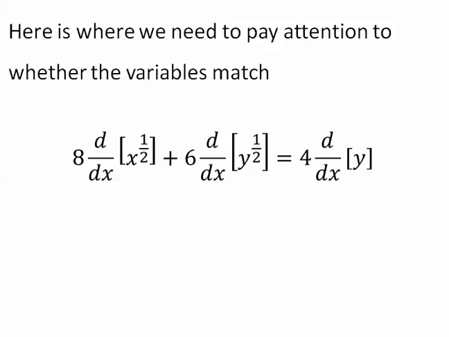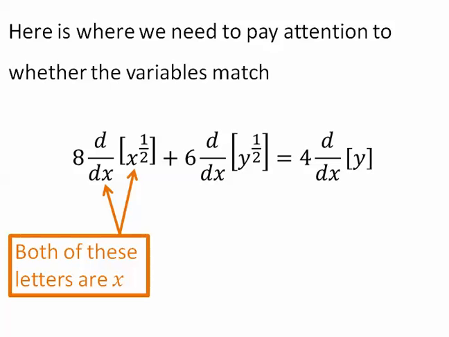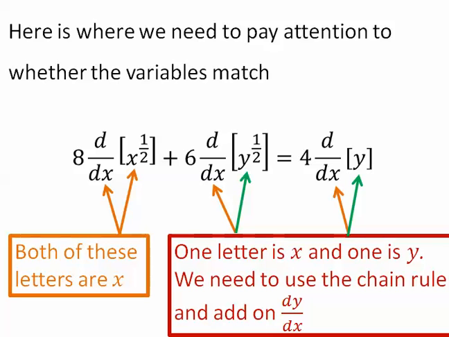Here is where we need to pay attention to whether the variables match. In the first term, both letters are x. So I'm taking the derivative of x to the 1/2 with respect to x. But in the next two terms, there is not a matchup. And so when there is not a matchup, you have to use the chain rule.